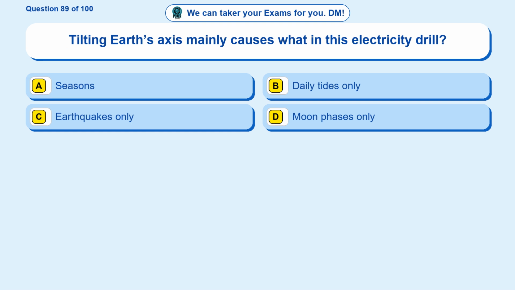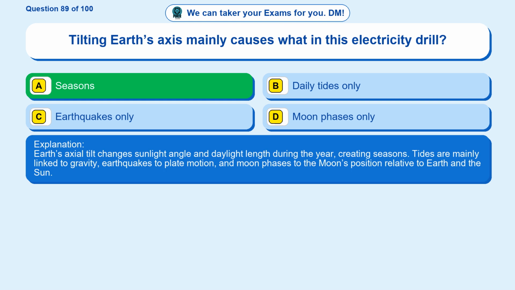Question 89. Tilting Earth's axis mainly causes what in this electricity drill? Option A, seasons. Option B, daily tides only. Option C, earthquakes only. Option D, moon phases only. The correct answer is option A. Seasons. Earth's axial tilt changes sunlight angle and daylight length during the year, creating seasons. Tides are mainly linked to gravity, earthquakes to plate motion, and moon phases to the moon's position relative to Earth and the Sun.